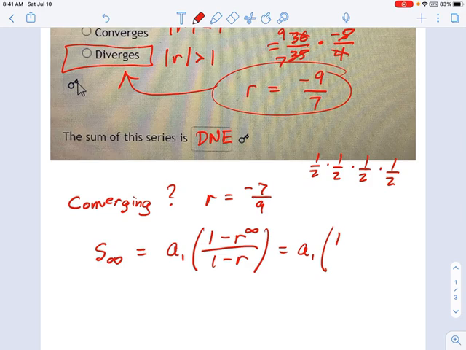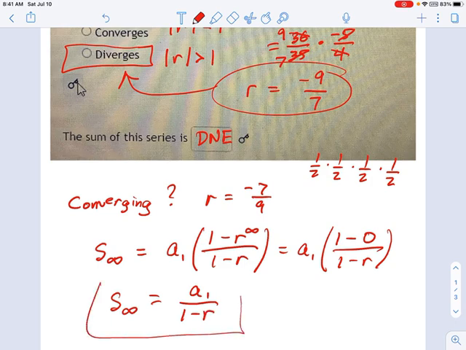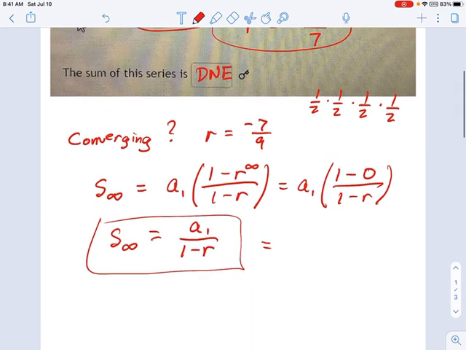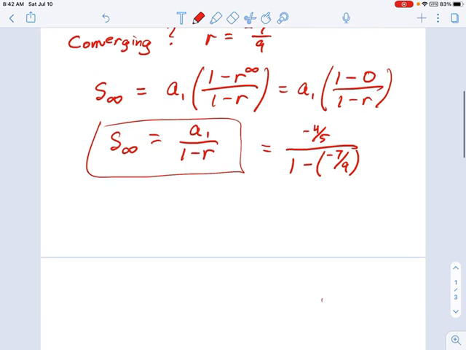A1 times 1 minus 0 over 1 minus R, which should be familiar, is the formula for an infinite converging geometric series. Okay, so we're just going to plug in the terms we know. What's A1? Negative 4/5, great. So we've got negative 4/5 divided by 1 minus R, and R is negative 7/9. So what you have to do in a problem like this, you may be a little rusty in your fractions, time to dust those off.